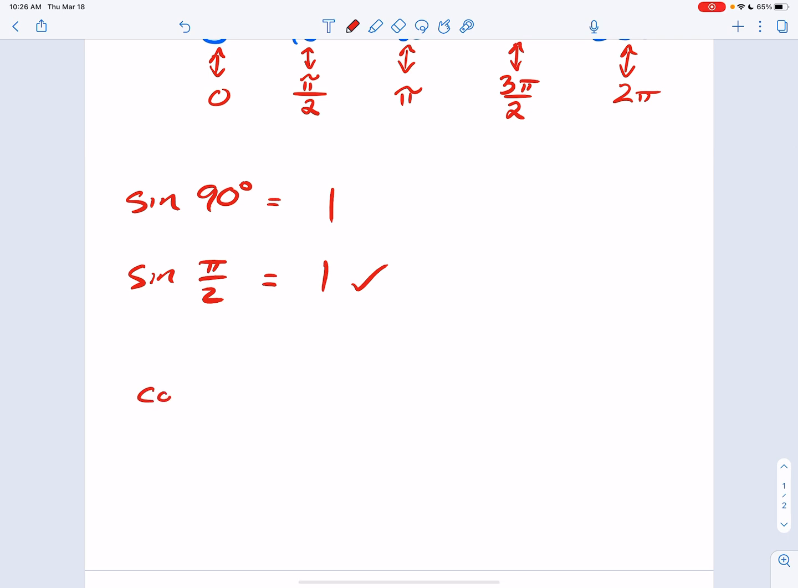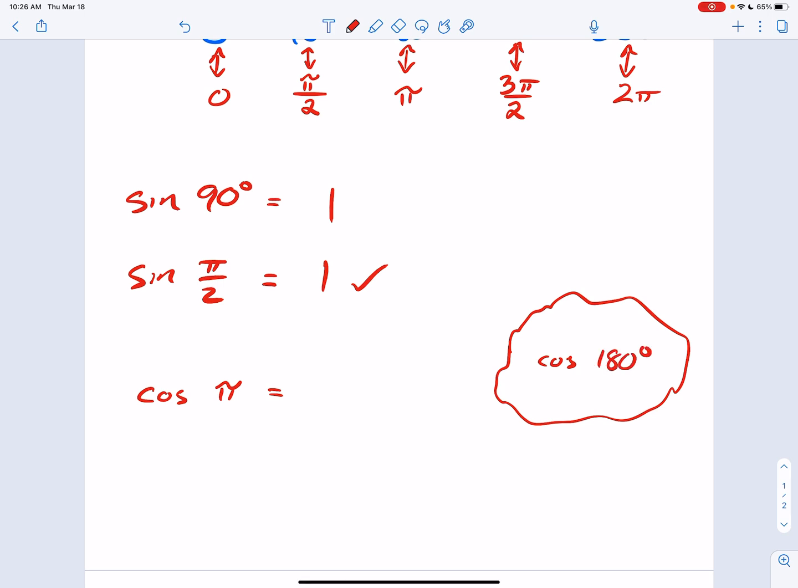So if I ask you what's the cosine of pi, in your head, this is your thought bubble here, you're thinking, well, pi is the same thing as 180 degrees, and the cosine of 180 is -1. Practice on your memorization here, okay? I usually don't focus too much on memorization, but for these, it just makes things so much easier as we move forward, okay? So here are some for you to try.